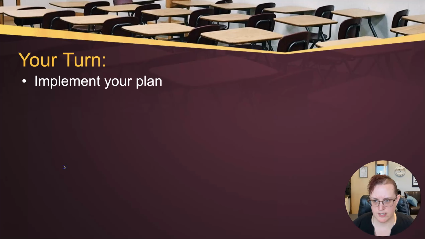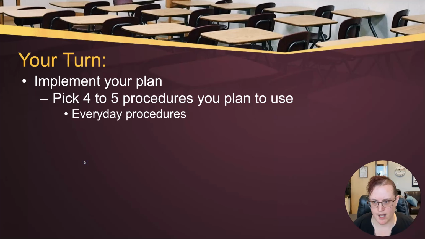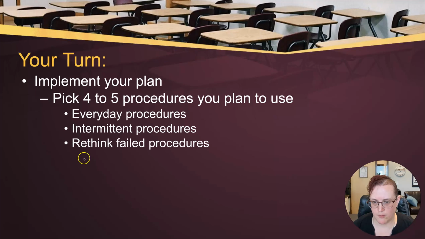So your turn, things to think about: implement your plan. Right away, just pick 4 or 5. Don't get overwhelmed. Pick 4 or 5 procedures you plan to use. Everyday procedures, intermittent procedures, procedures that only happen once in a while, like tests for me, or getting into groups. I also have activities that we do that by the end of the year, I don't even have to give the instruction. All I say is, you know what to do, let's go, and it goes great. And always go back and rethink your failed procedures.